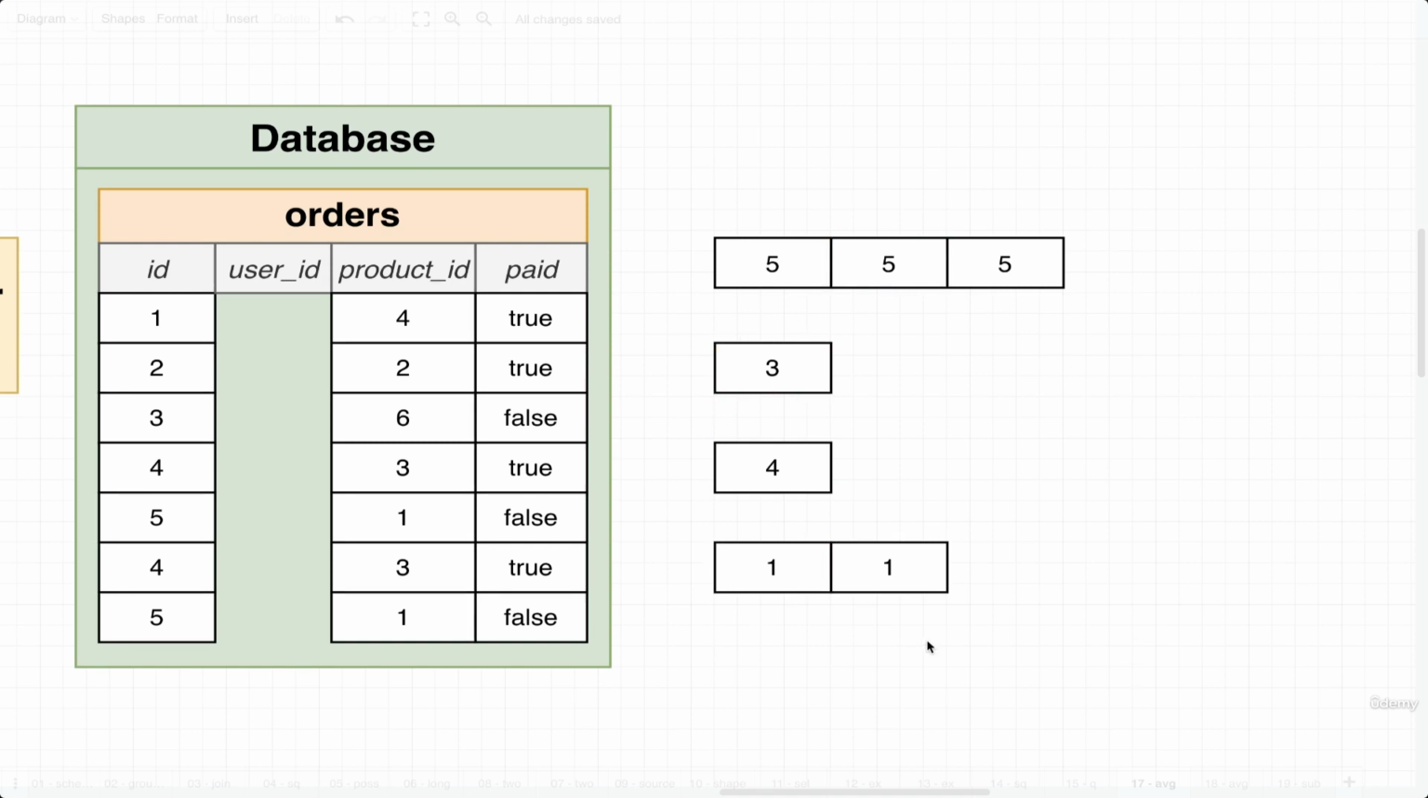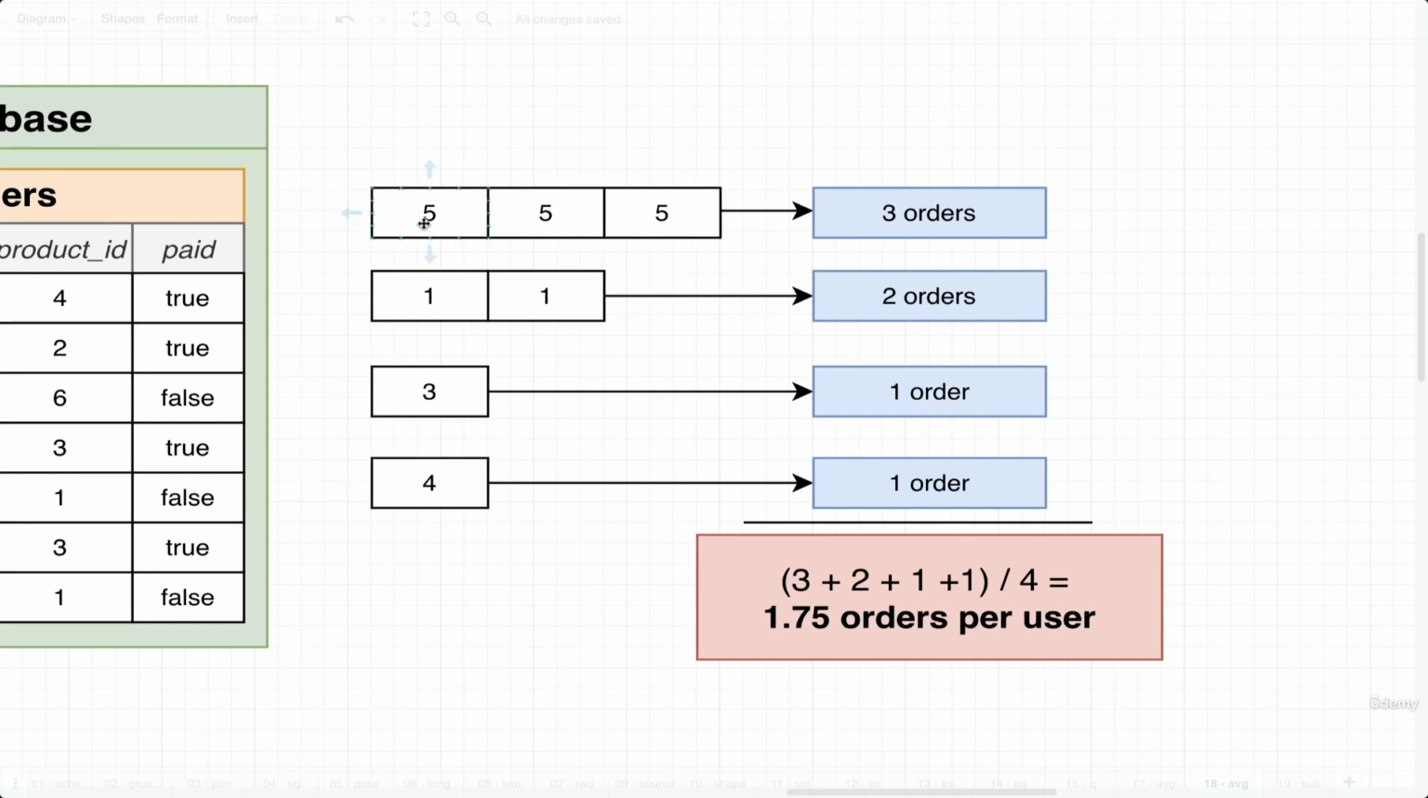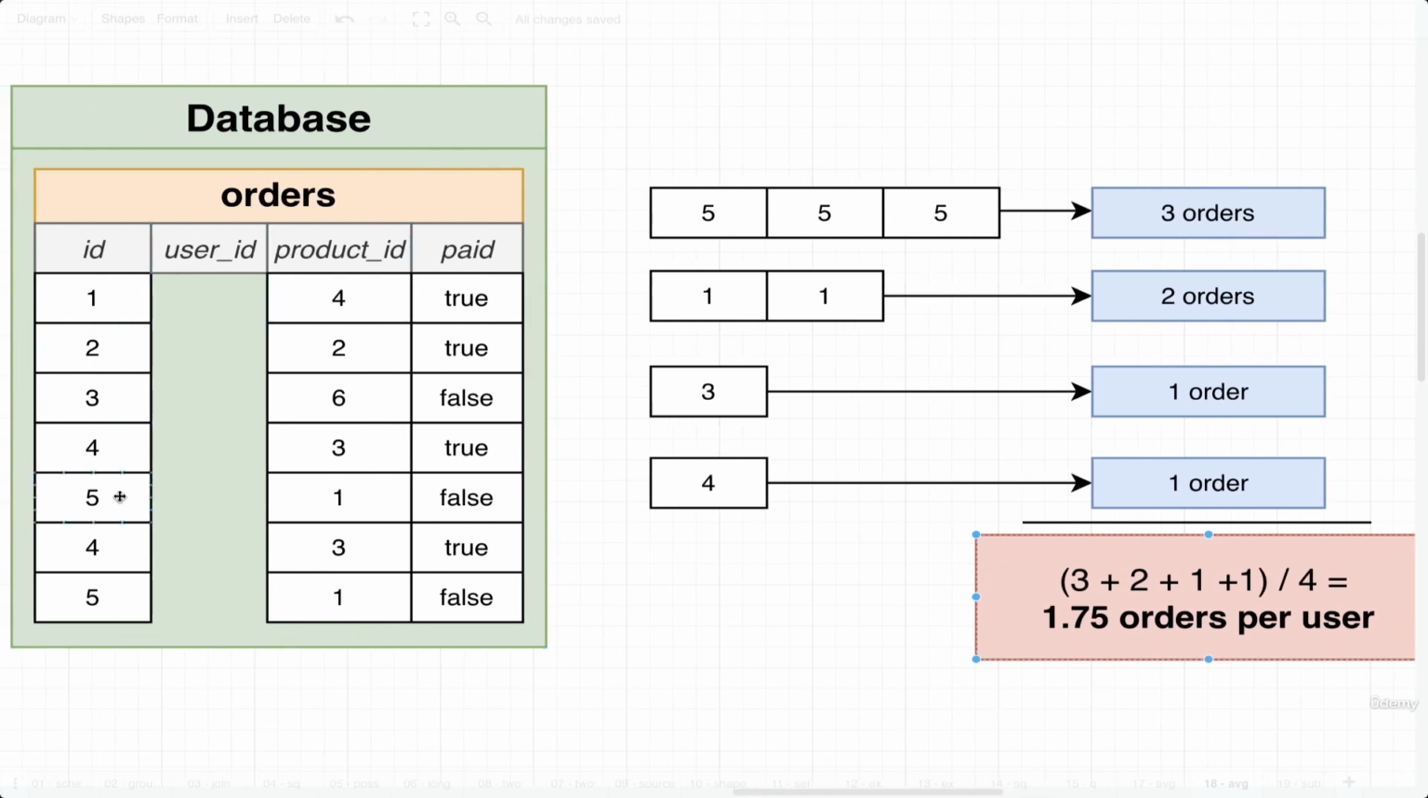So now that we've counted up the number of orders per user, we can do a little bit of math. We've got 3 orders right here, 2 orders right here, 1 and 1. So to find the average number of orders per user, we would take the total number of orders divided by the number of users, that's the 4, and we would end up with 1.75 orders per user. So that's what we'd be calculating if we were using this little data set right here.